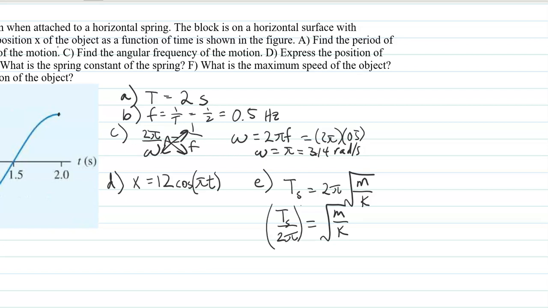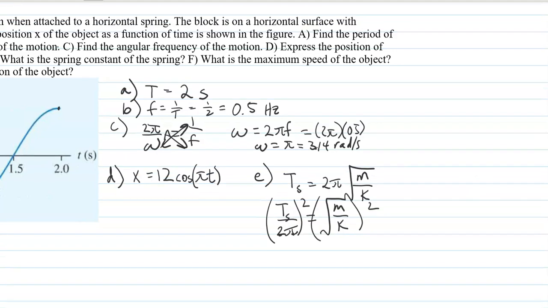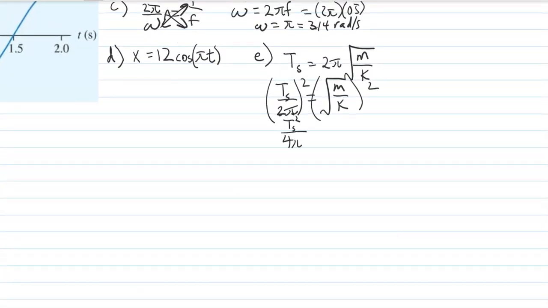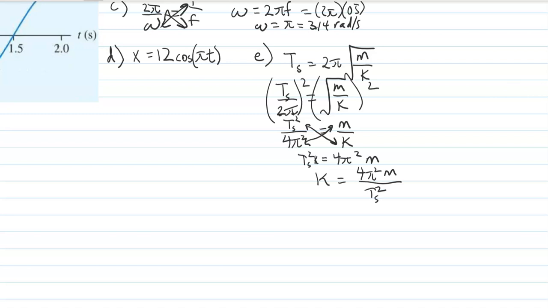So remember, this 2 has to be distributed to this 2 here and this pi. So we're going to end up with T squared over 4 pi squared equals m over k. And to continue solving for k, I will cross multiply. And then if I solve that for k, I'll get 4 pi squared m over the period squared.